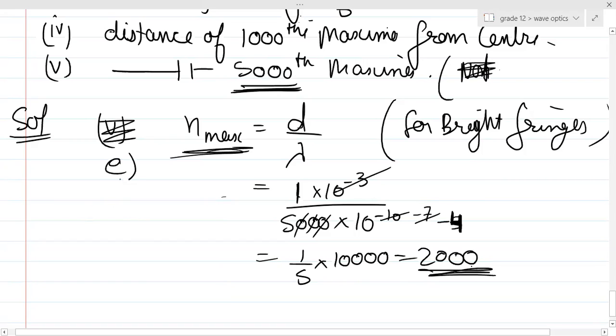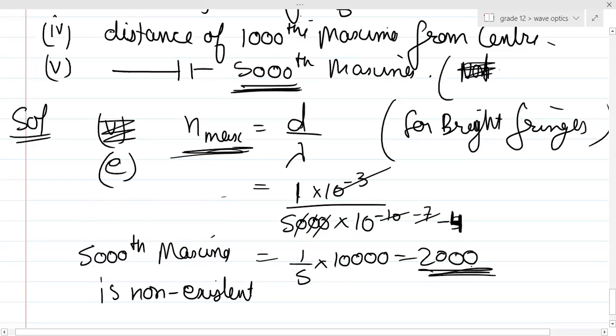So in part E, I directly write the answer: the 5000th maxima is not formed, non-existent. Is it clear? Guys, are you understanding my point? See, n max was 2000. Nothing can be greater than the maximum value, right? So basically, this is one of the questions which you need to do as homework.